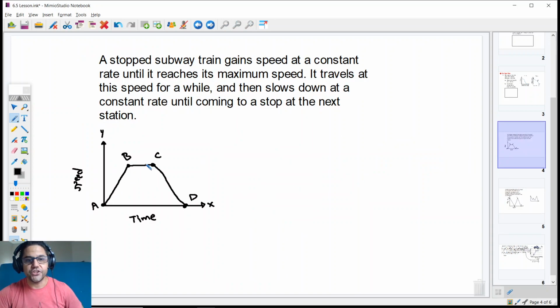The speed did not change. That's a different type of constant. So constant increase, constant staying the same, and then constant decrease there. It doesn't change when it's flat.